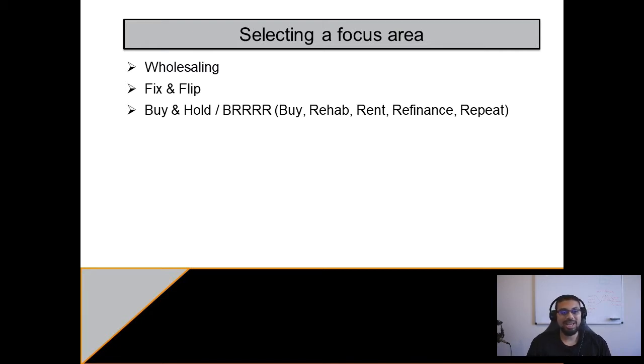And buy and hold has that slash because I can go and buy a property that already has a tenant, it's already been fixed up, it's ready to go. Or I can buy a property that needs to be rehabbed and then I rent it out. I can refinance it and then I repeat the process. A lot of landlords really build their portfolios quickly by using the BRRRR method.